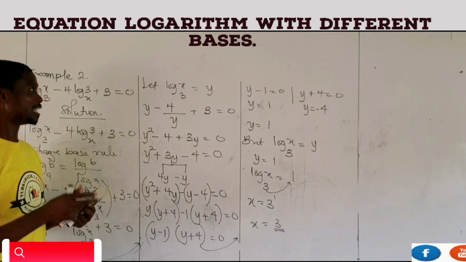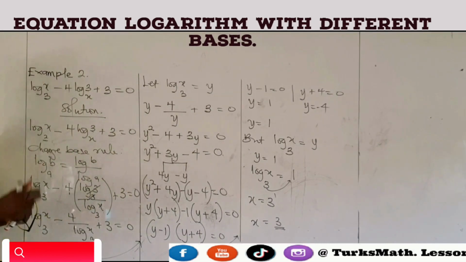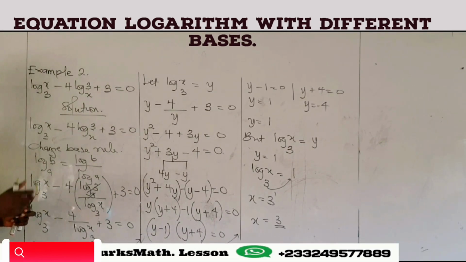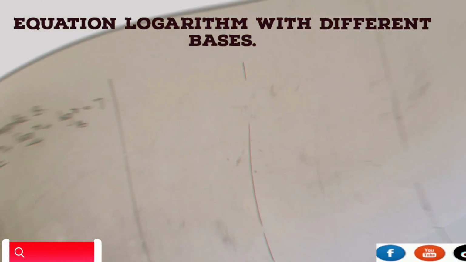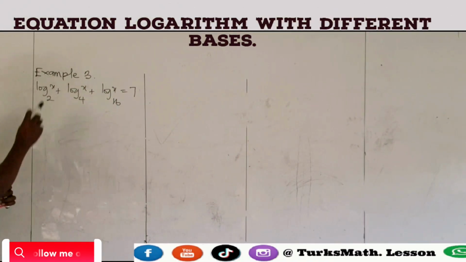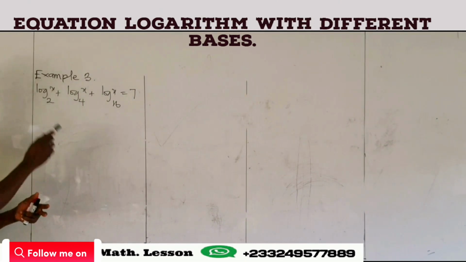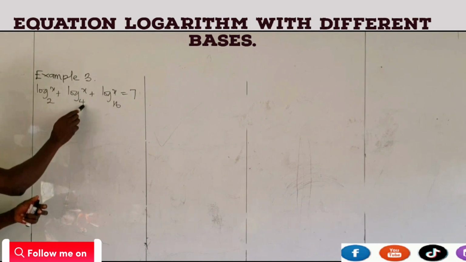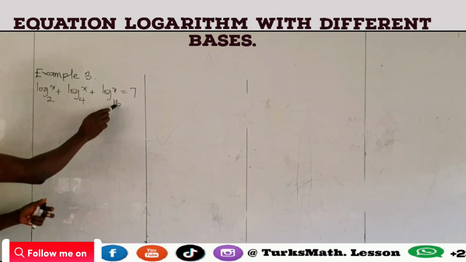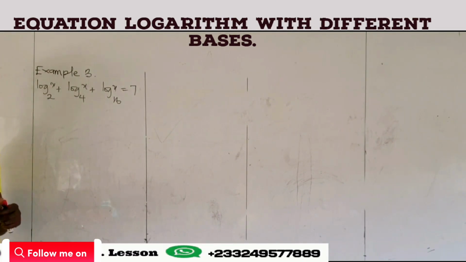Yes. Very good. Now let's look at the last example. Example 3. Alright, let's look at the last example and I'll give you a trial. So you try for me. So what is the last example, class? Log x base 2 plus log x base 4 plus log x base 16 equals 7.